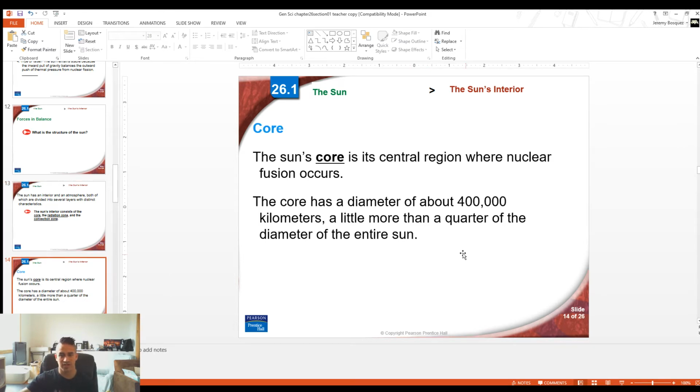So the core, as it sounds, is the very center of the sun. This is where nuclear fusion is happening. This is where the hydrogen atoms are getting smashed together to make helium, and energy is produced. The core is pretty small, obviously. It only has a diameter of about 400,000 kilometers, so a little more than a quarter of the diameter of the entire sun. But this is where all the energy is produced, and there's a very, very high amount of pressure and heat and gravity in the center of the sun.